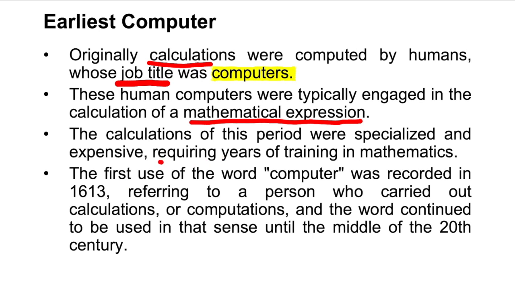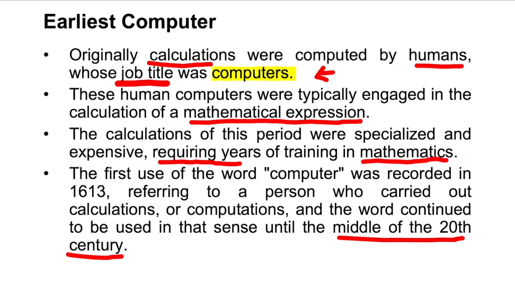So basically, these jobs, as computers, were highly skilled and required a lot of training and mathematics. The first use of the word computer was recorded in 1613, referring to a person who carried out calculations or computations, and the word continued to be used in that sense to the middle of the 20th century. So, like 100 years before, the word computer was mainly used for humans that used to do a lot of calculations based on mathematics.